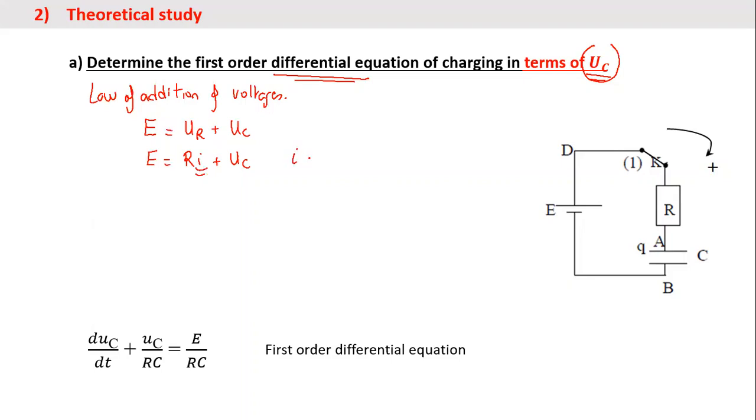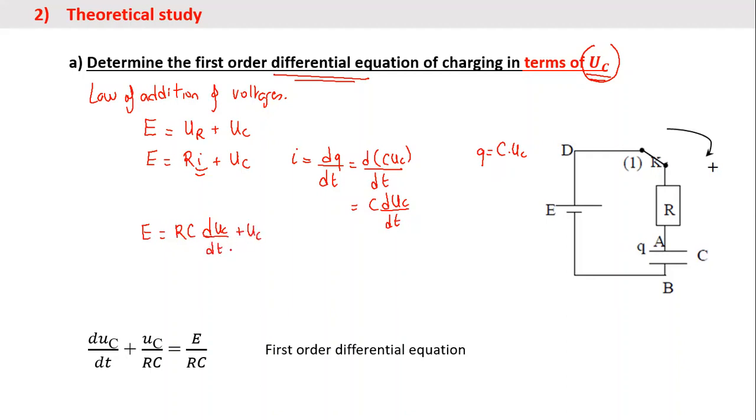So here we know that I equals dQ over dt, and Q is equal to C times UC. So by substitution, we'll get d(C times UC) by dt, which will be equal to C duC by dt. And then now I can substitute here, then E equals RC duC by dt plus UC.